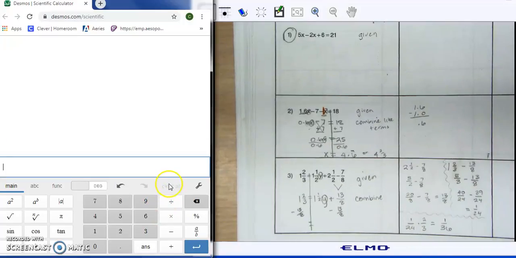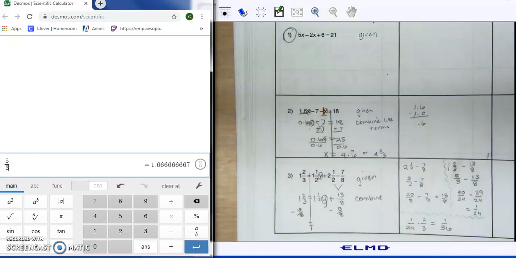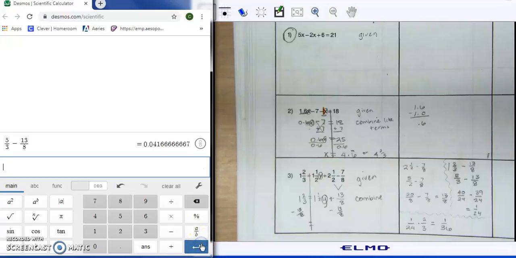1 2/3 would be written as, let's see, 5/3, big by the bottom at the top. So right now I'm just using the cursor on the computer to get from the bottom to the top of the fraction and then to the side. So 1 2/3 would be 5/3 minus the fraction 13/8. And I can either hit enter or I can hit this blue button here. And that's a very big looking decimal.